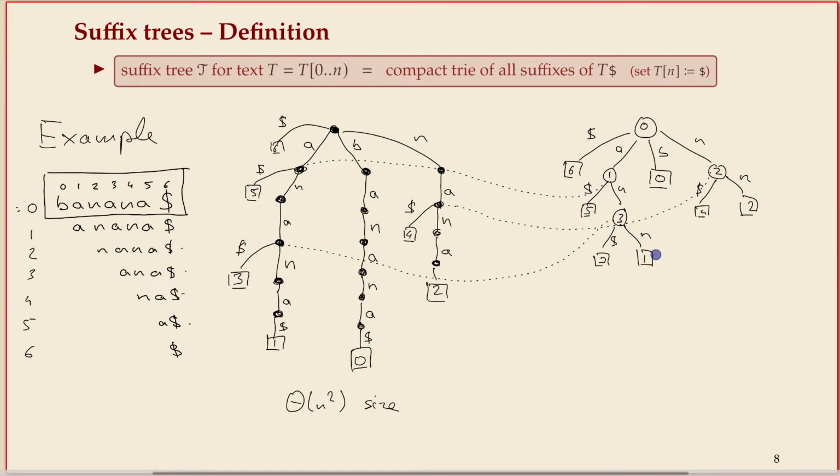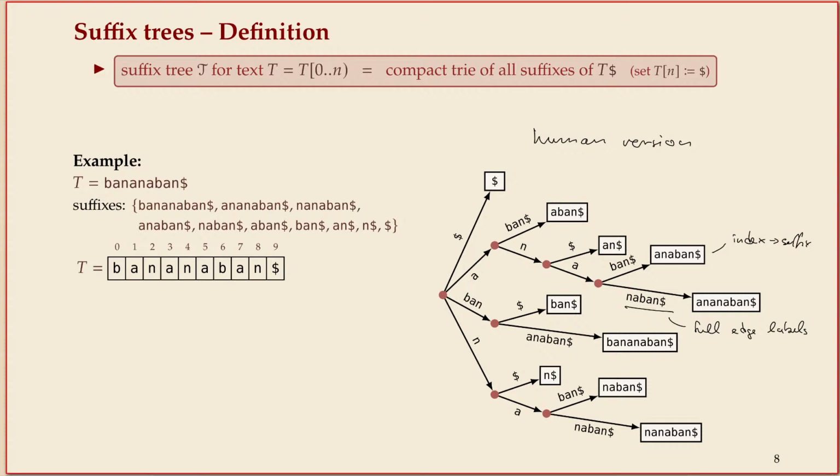And then I showed you how to construct the suffix tree the slow way, by first inserting every suffix in a trie, a standard trie, and then compactifying it. You could have gone straight to this one, but still it needs quite a lot of time.